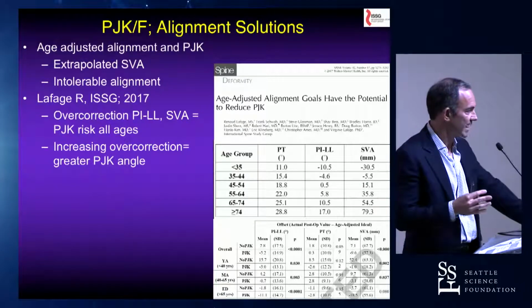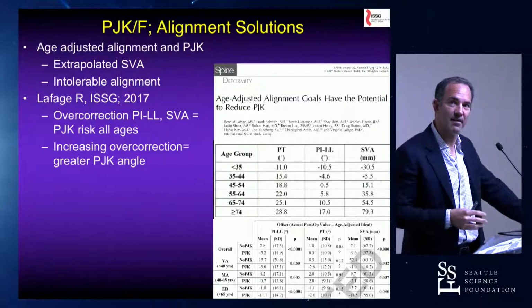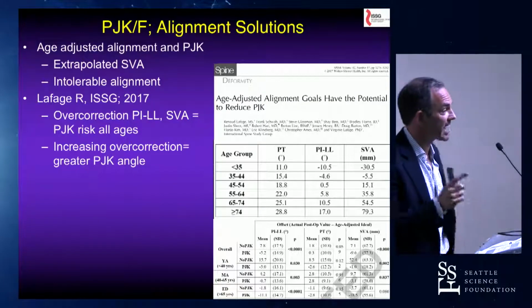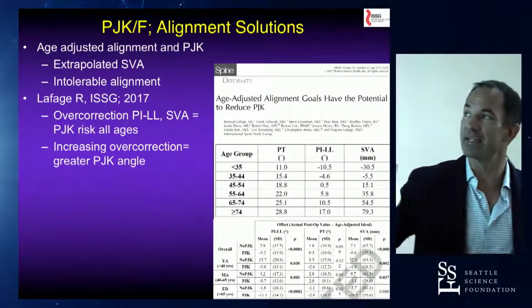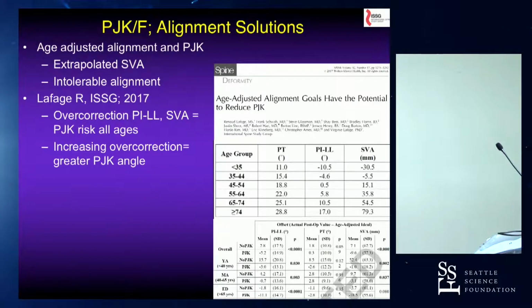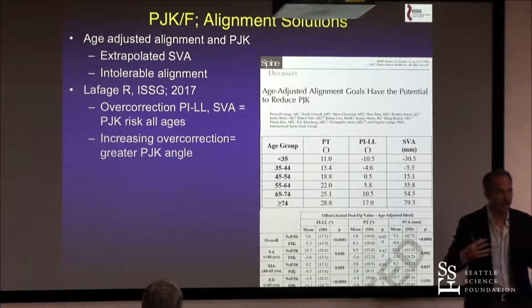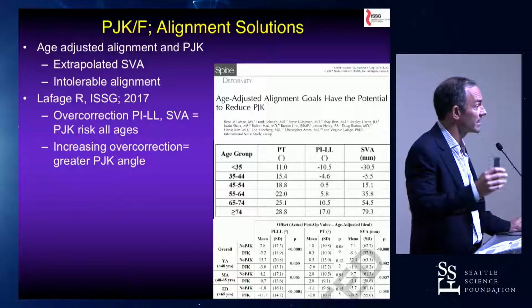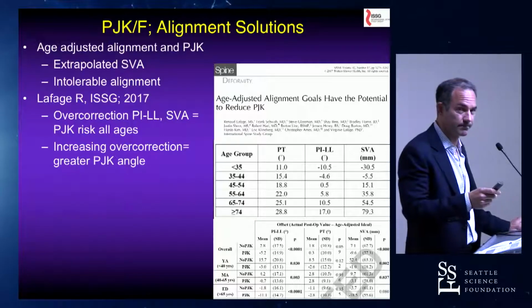So then, based upon this intolerable alignment, we'll call it, Renaud did a second study looking at the risk factors for overcorrection of SVA and PI minus LL, and we found actually that PI minus LL is the most accurate because you don't compensate through the PI LL. It's almost always within the construct, right? Because the construct almost always goes from L1 to S1. So it's going to be a reliable measure.